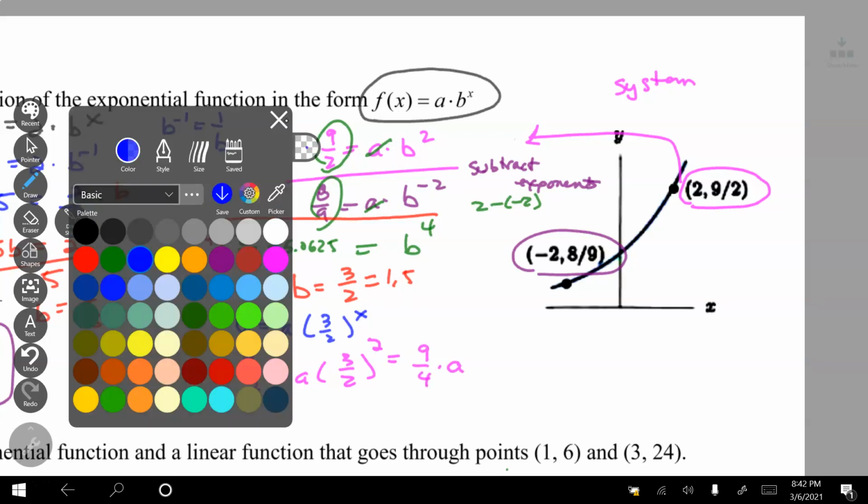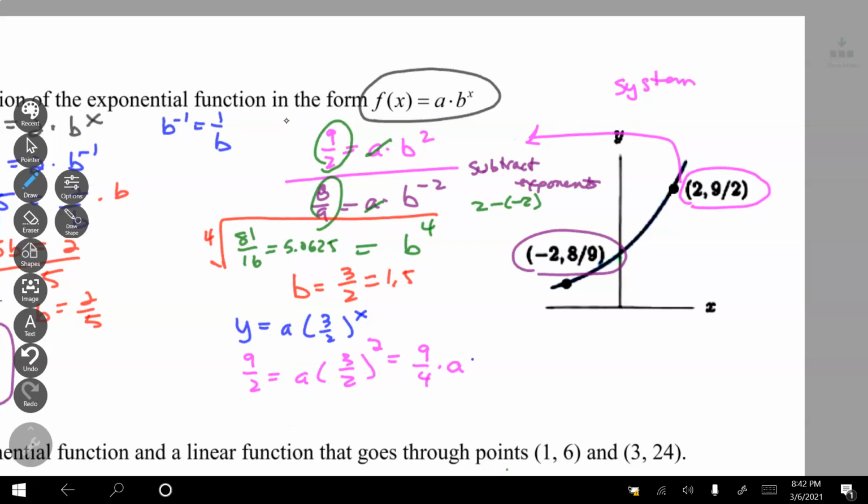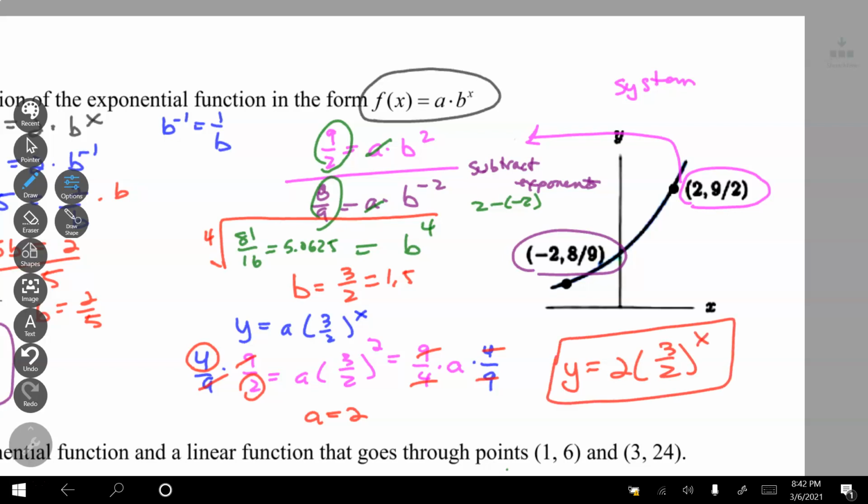I was taught a long time ago that I don't divide by fractions, I multiply by reciprocals. What I do to one side, I do to the other. I notice the 9's and 4's all cancel. And I get a is 4 over 2, or just 2. So my equation is 2 times 3 over 2 to the x, or if you want to say 2 times 1.5 to the x, it's all the same to me.